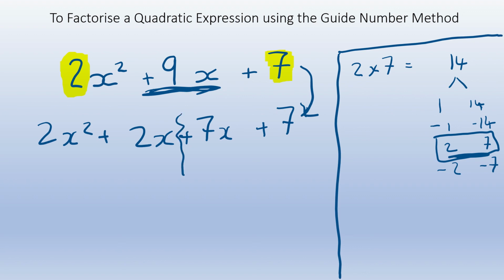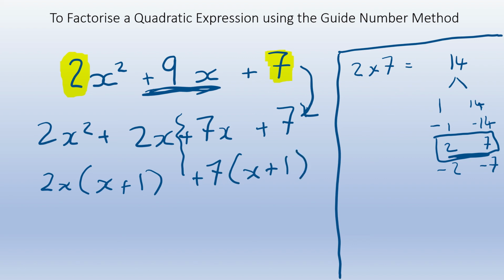Now, I'm going to split this down the middle. Highest common factor between 2x squared and 2x is 2x. I'm going to have x plus 1 in my brackets. Highest common factor over here is 7. And 7 by x will give me 7x. 7 times 1 will give me 7.